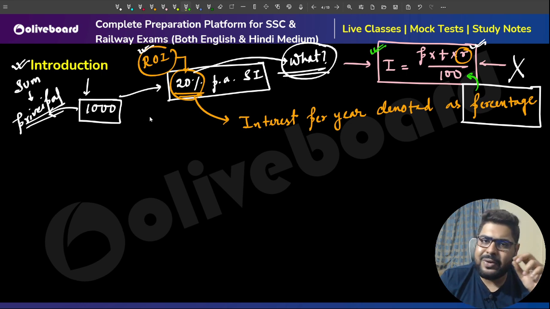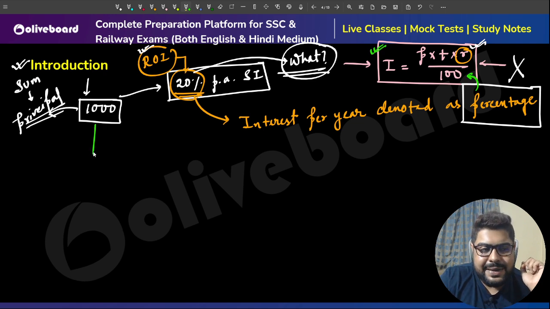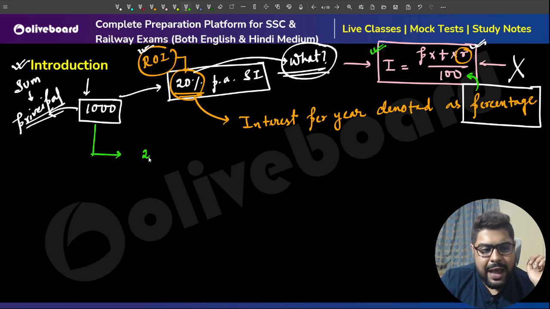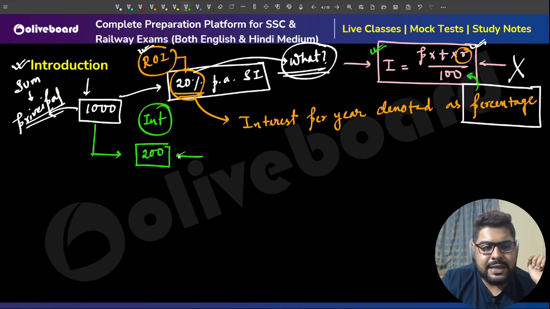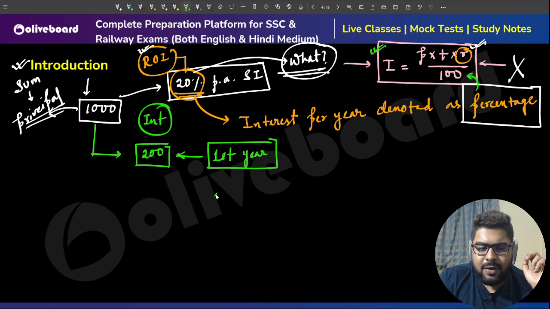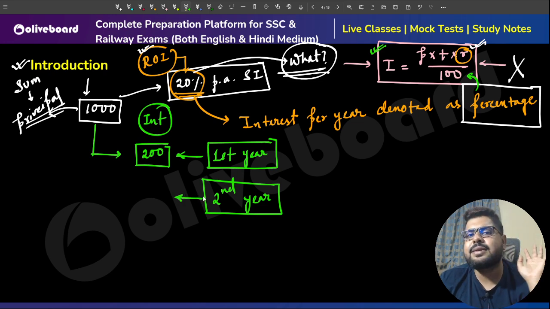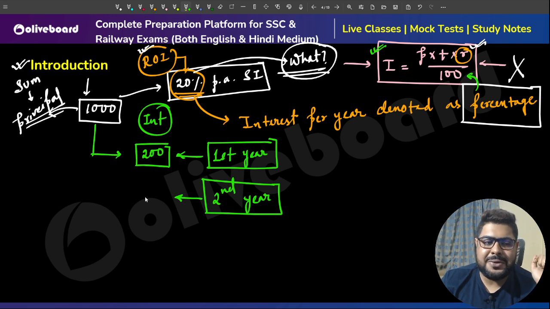Now let's understand. 20% per annum SI. A very important thing: the first year, I'll get 20% of 1000 rupees, that is 200 rupees. This is my interest for the first year. Next, in the second year, the simple interest concept says the interest will remain the same. So second year also I'll get 200 rupees.